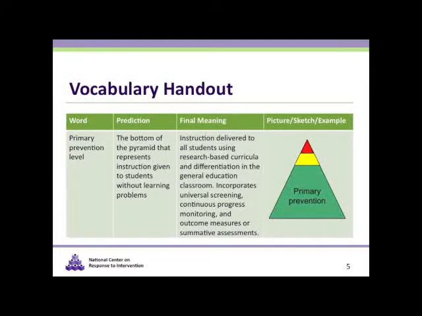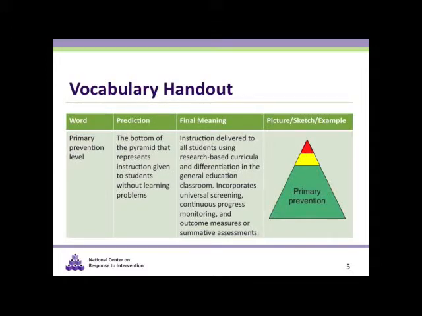One helpful way to check your understanding throughout the webinar is to complete the accompanying vocabulary handout. The handout provides a table with a list of key terms on the left side with columns to the right for you to track your understanding before and after viewing the webinar. Before viewing the webinar, you should make predictions of the meanings of each term. Then, throughout the webinar, you will complete the final meaning column based on the definitions provided, along with the picture, sketch, example column, where you can add anything helpful for remembering what you have learned.